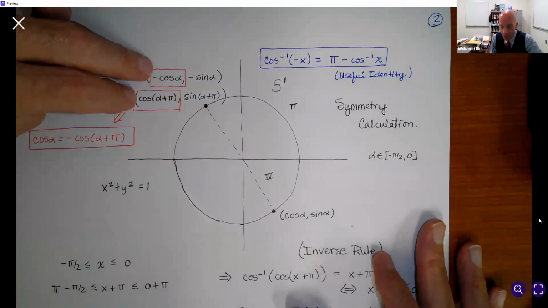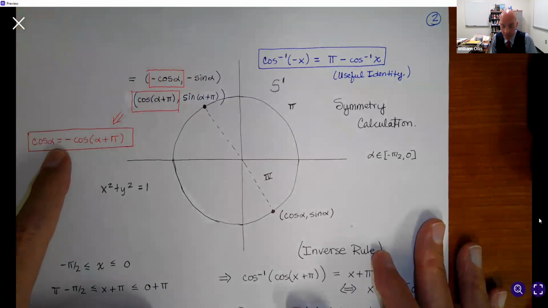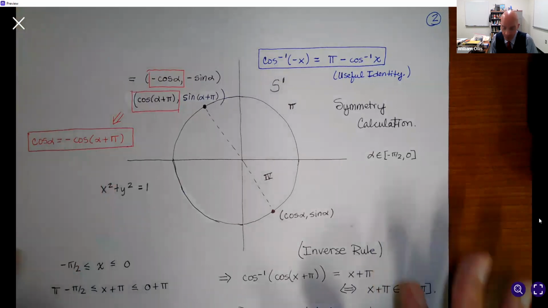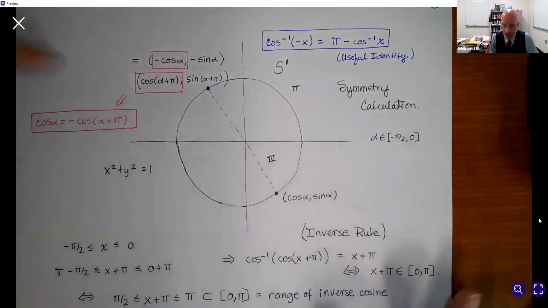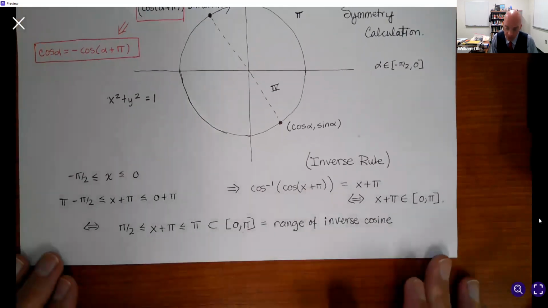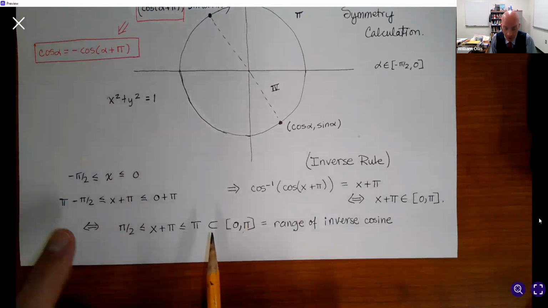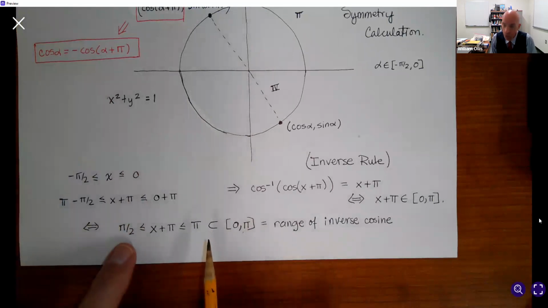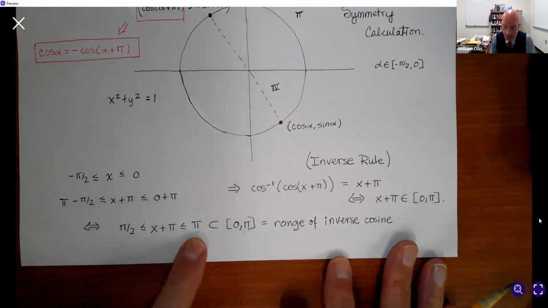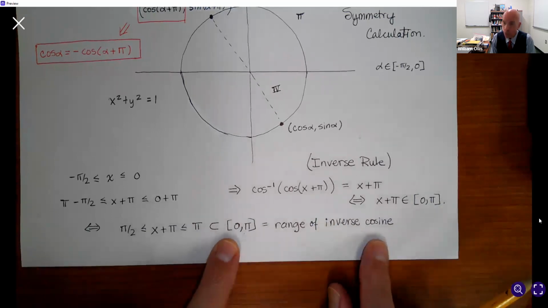So of course, these two expressions are equal. So I've written that here. Cosine of alpha is equal to the negative of cosine of alpha plus pi. Now, why do we even care about that identity? What we can do is now look at the calculation here, which is very simple. That is, we know x is between negative pi over 2 and 0. So if we add pi, we get pi minus pi over 2, which is pi over 2, and then x plus pi here, and then 0 plus pi, which is pi. So now x plus pi lives in the range of the inverse cosine.